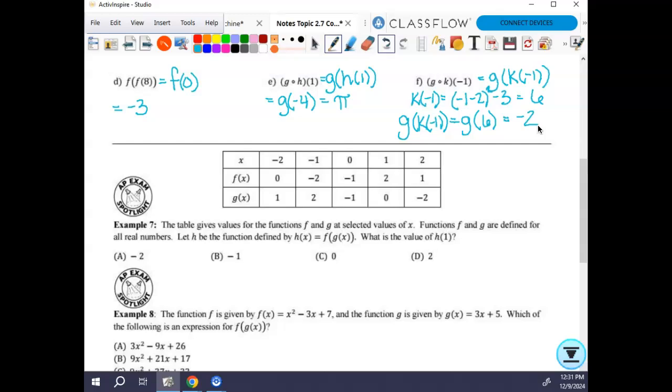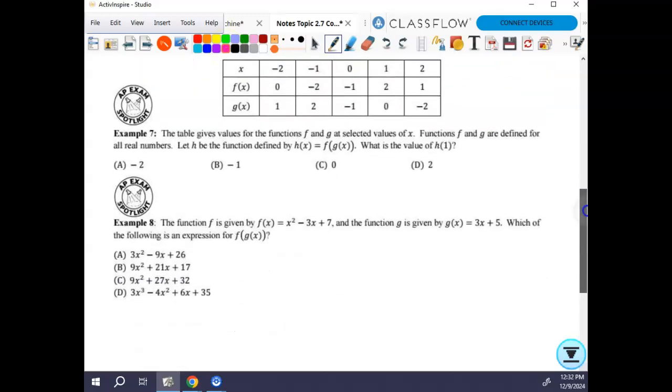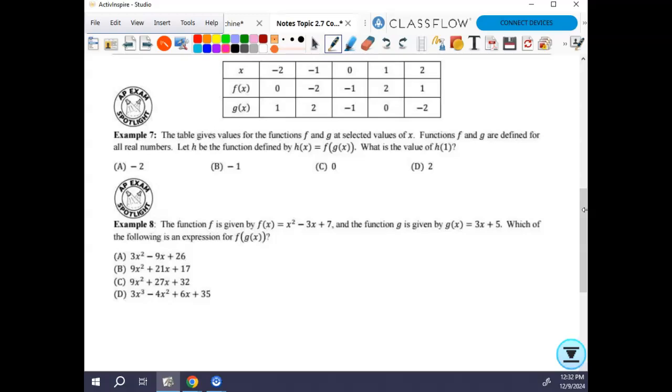Okay, so I got -3, pi, and -2. We good on those? Beautiful. All right, so let's look at what this can look like on the exam, or some examples of it. Not the only way you would necessarily see it. But on example 7, this table has 2 functions in it, so just be careful when you're pulling numbers out of a table. So it says the table gives us values for f and g at selected values of x. F and g are defined for all real numbers. Let h be defined as f of g of x.